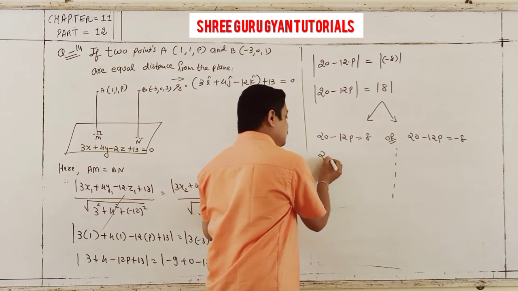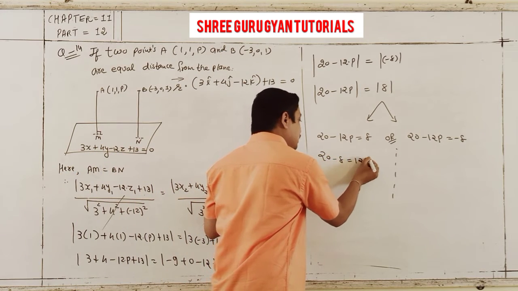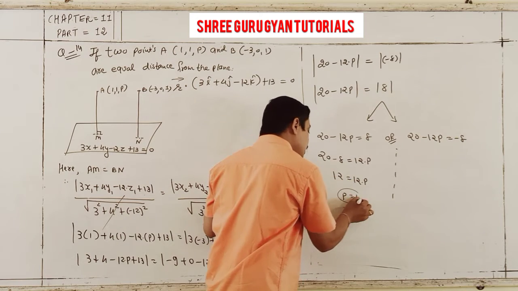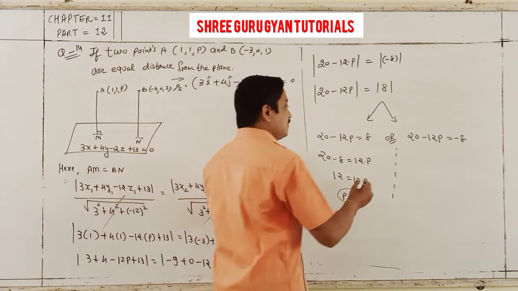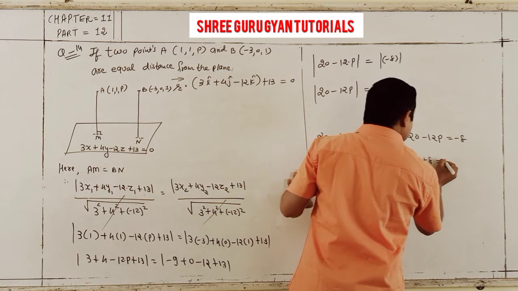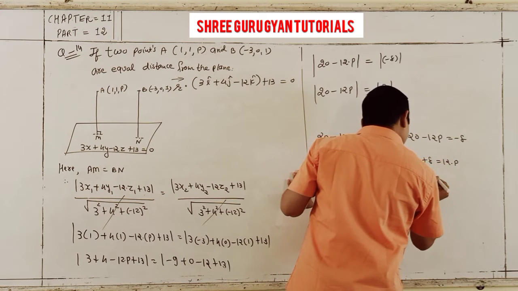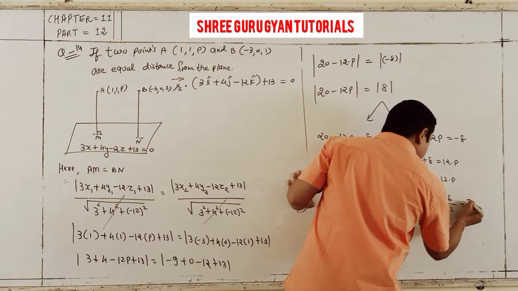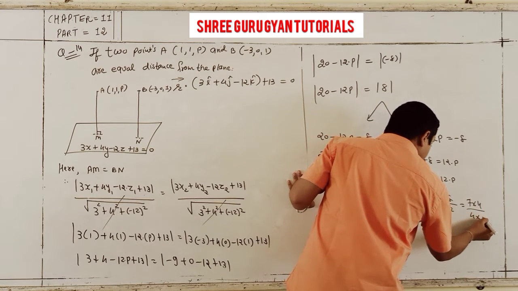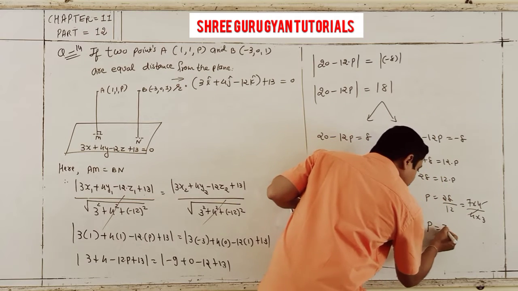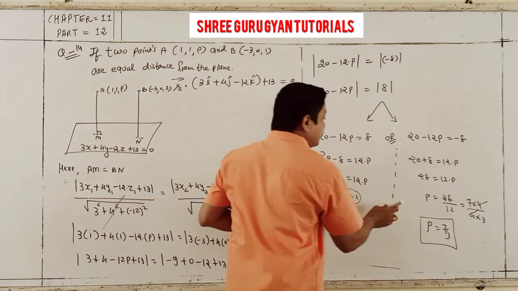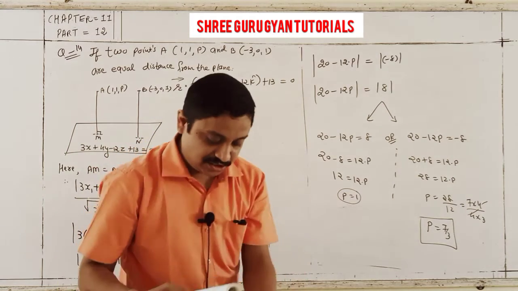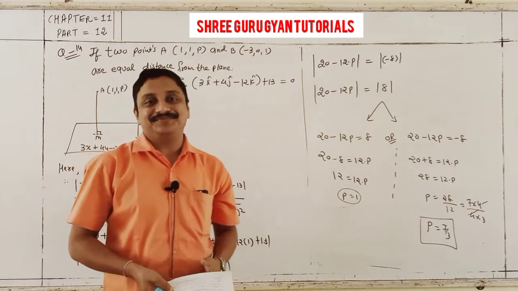So 20 minus 8 is 12p, it is 12. Definitely p becomes 1, and this side 20 plus 8 is 12p, 28 upon 12, 7 fours are and 4 threes are. So your answer, students, is very easy: it is only 7 by 3, and one of the answers, students, is only for the 1.